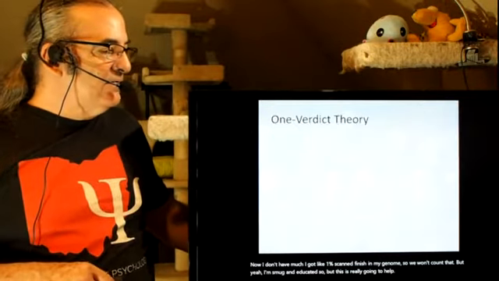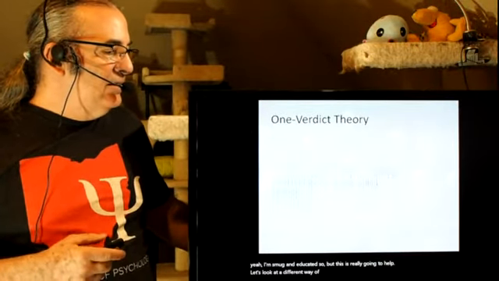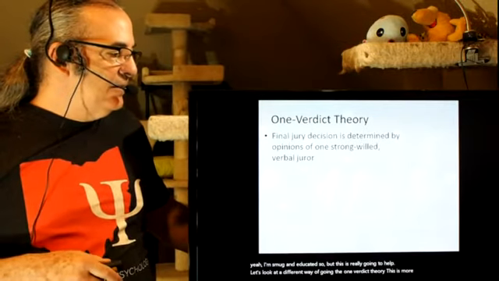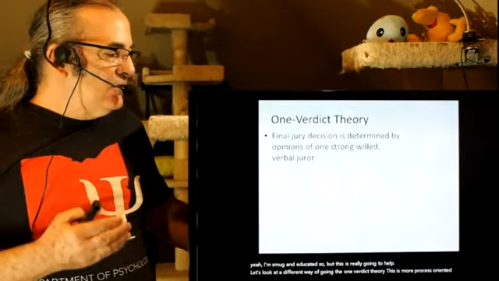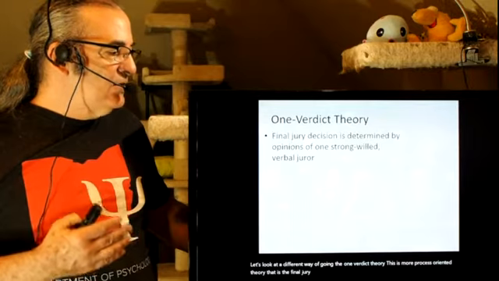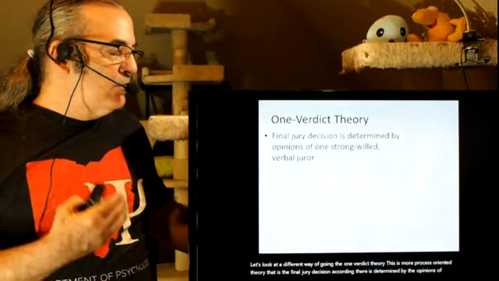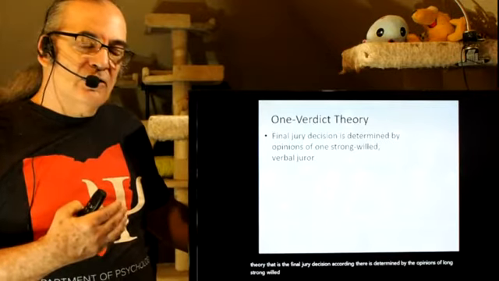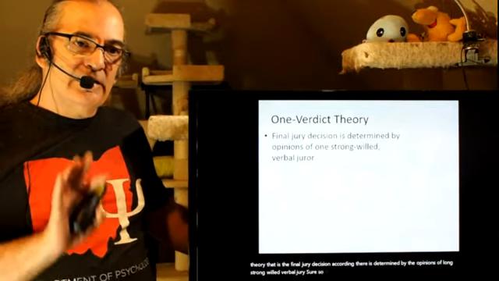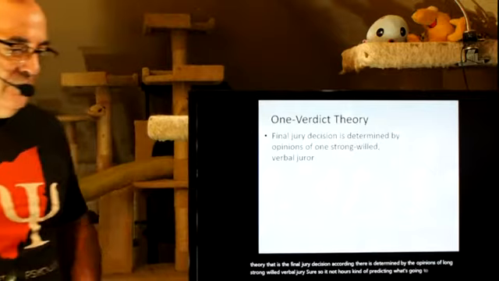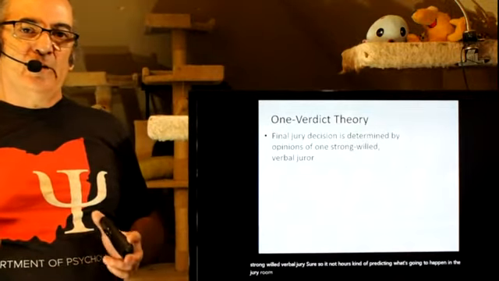All right, let's look at a different way of going. The one-verdict theory. This is more a process-oriented theory. That is, the final jury decision, according to this theory, is determined by the opinions of one strong-willed verbal juror. So now we're kind of predicting what's going to happen in the jury room, what's going to happen during deliberations.